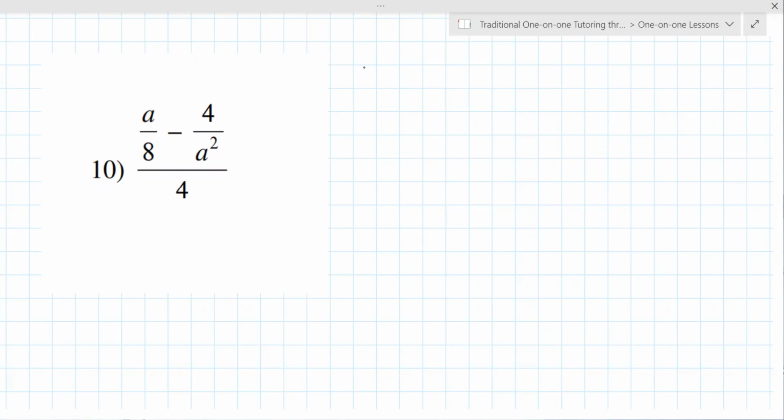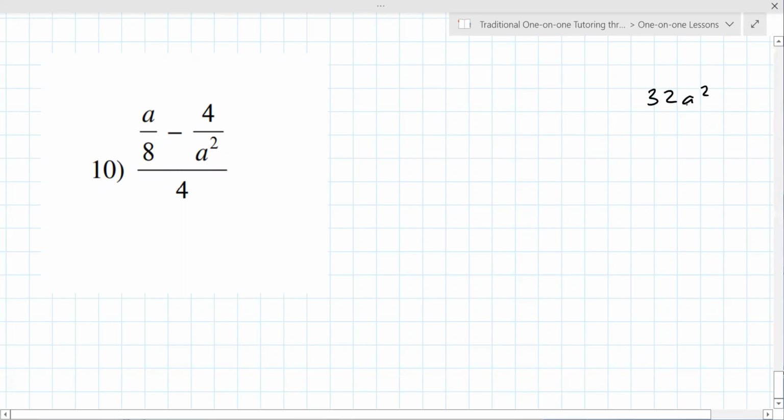I got 32a squared over 9 to the 3rd minus 32. But what is on the bottom? I'm sorry, 8 to the 3rd? 9 to the 3rd? Minus 32. Are we doing the same problem here? A over 8 minus 4 over a squared?